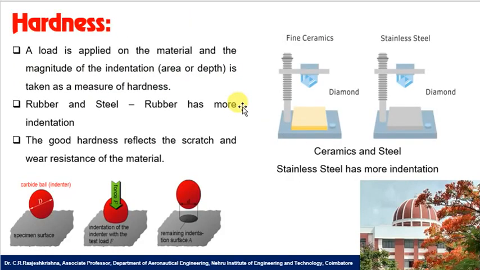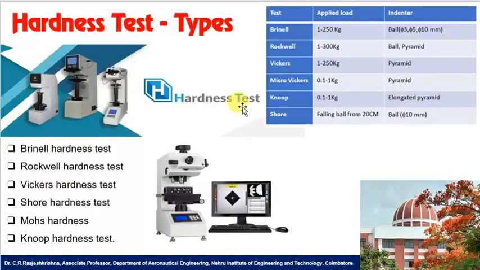So hardness is the load applied on a material, and the magnitude of the indentation is taken as the measure of hardness. Consider rubber and steel. If you apply an indentation over rubber and steel, definitely rubber will have the more indentation, so you can tell the rubber is a softer material. Generally, good hardness reflects the scratch and wear resistance of the material.